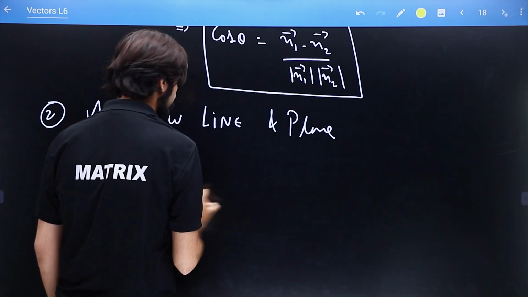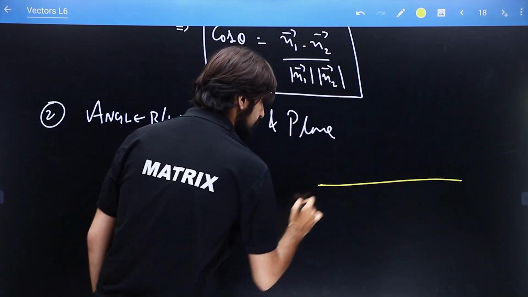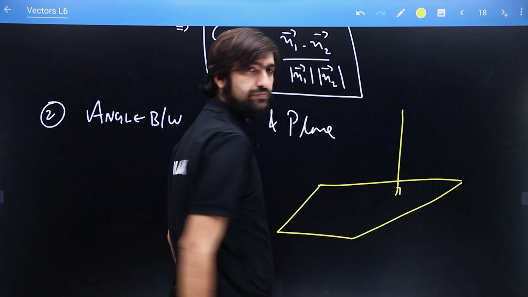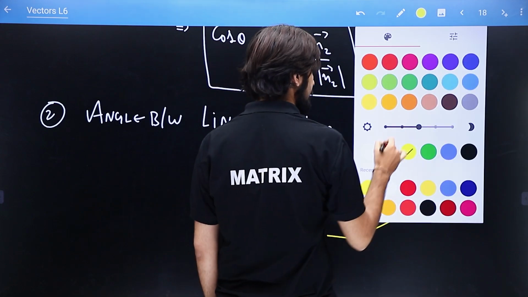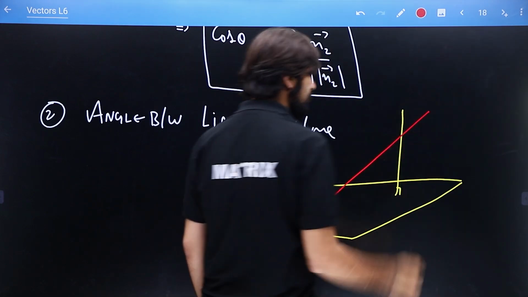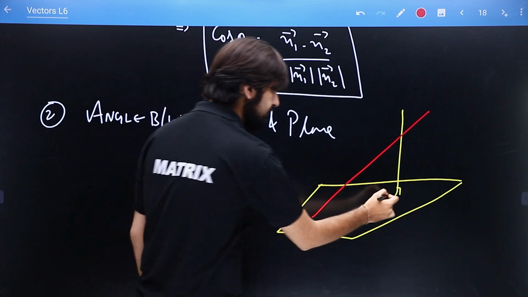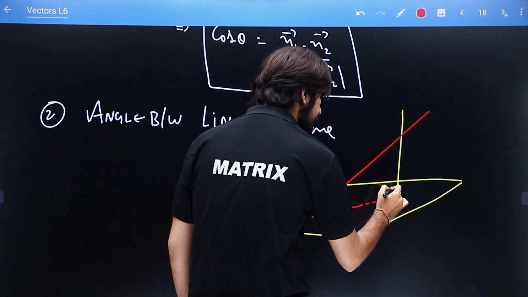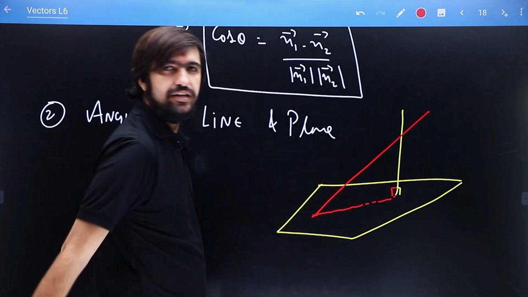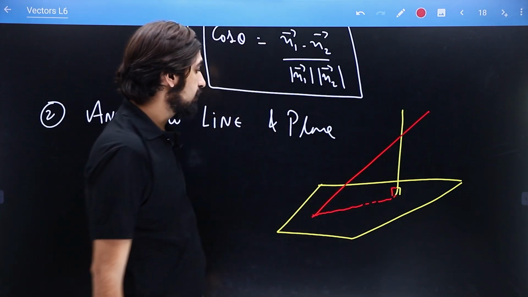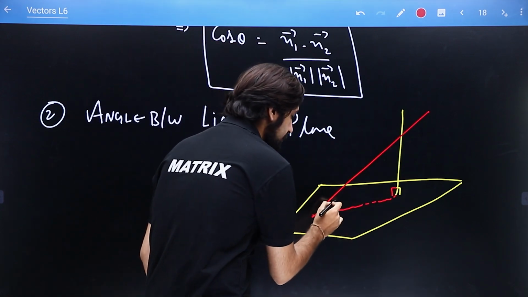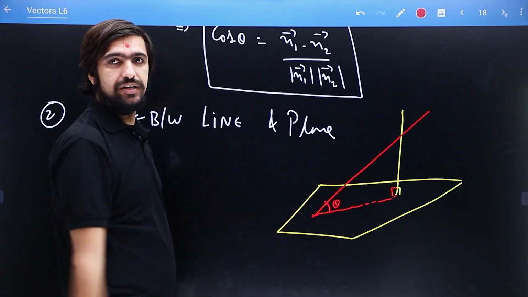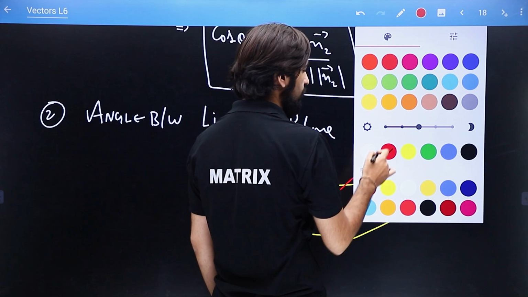Why? Let's say this is your plane, this is your normal vector, and this red line is your line. Again, this is also 90 degrees, because this dotted line is inside the plane. Okay, this is your angle theta. So there are two angles: one is theta, and one is pi minus theta on the other side. You have to find this theta.